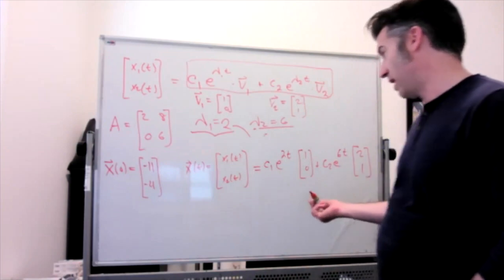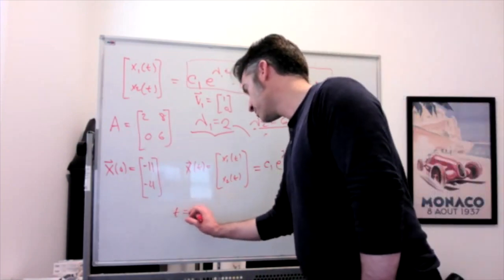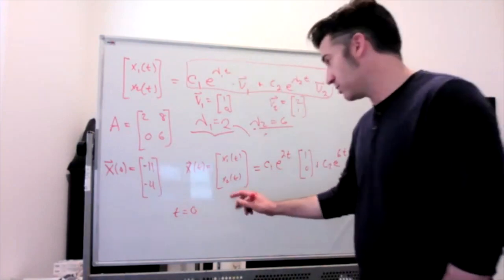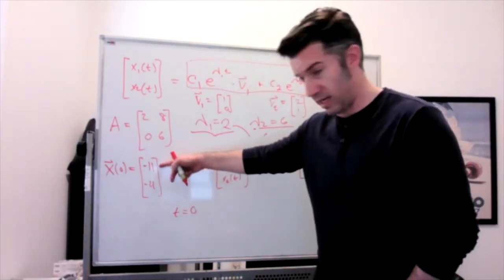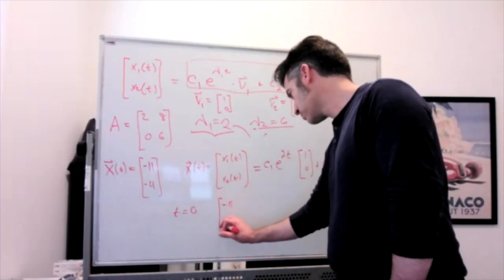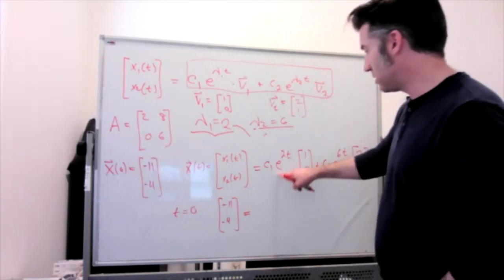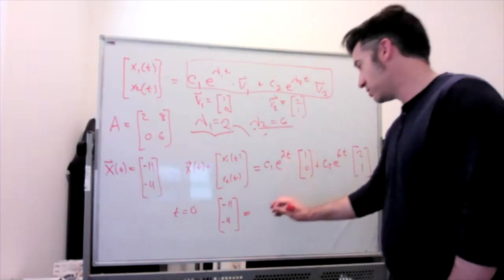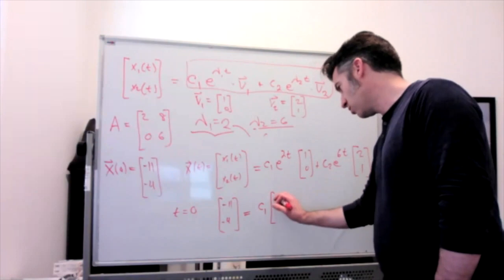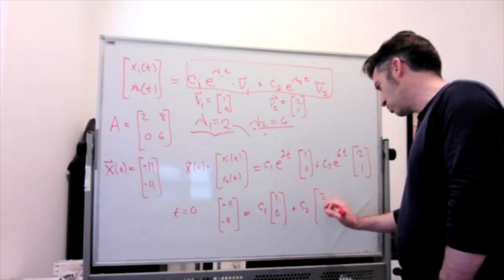What we have to do is actually set t equal to 0. And if t equals 0, here's the equation we have. If t equals 0, we get -11 and -4 for x1 and x2. And every time you set t equal to 0, e to the 0 becomes 1. So you're going to get c1 times 1, 0 plus c2 times 2, 1.